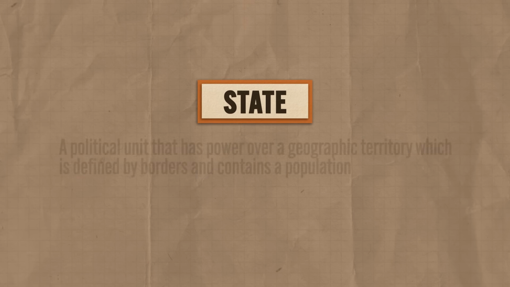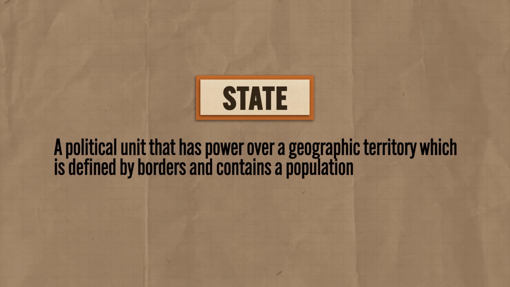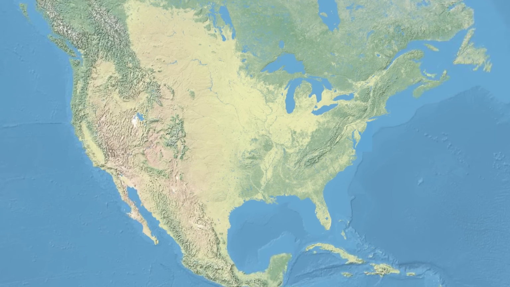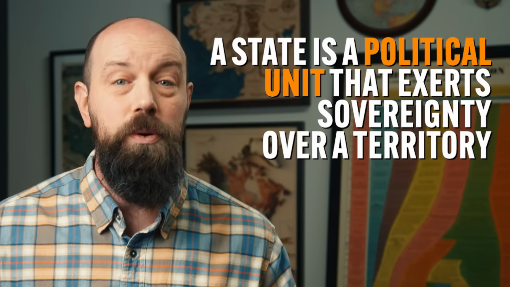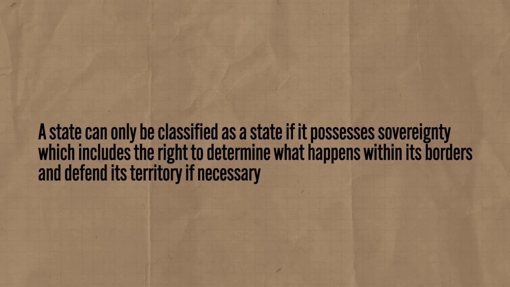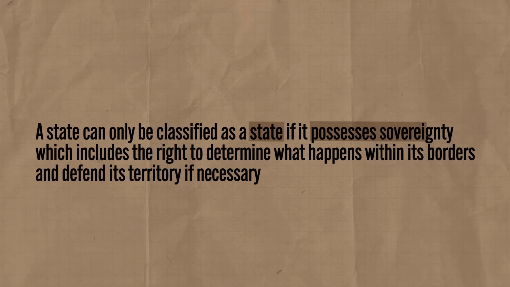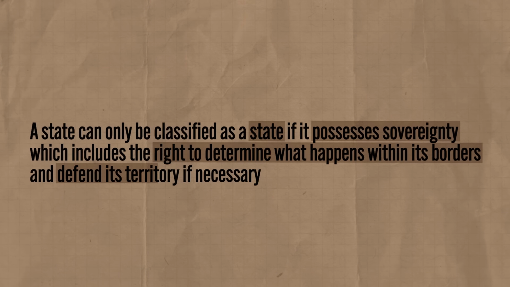A state refers to a political unit that has power over a geographic territory which is defined by borders and contains a population. And if you live in the United States, don't get confused here, because when you think of a state, you think of like Ohio or Nebraska. But that is not what we mean by state in political geography. A state is a political unit that exerts sovereignty over a territory. And sovereignty is just a fancy word related to power. So that means a state can only be classified as a state if it possesses sovereignty, which includes the right to determine what happens within its borders and to defend its territory if necessary.